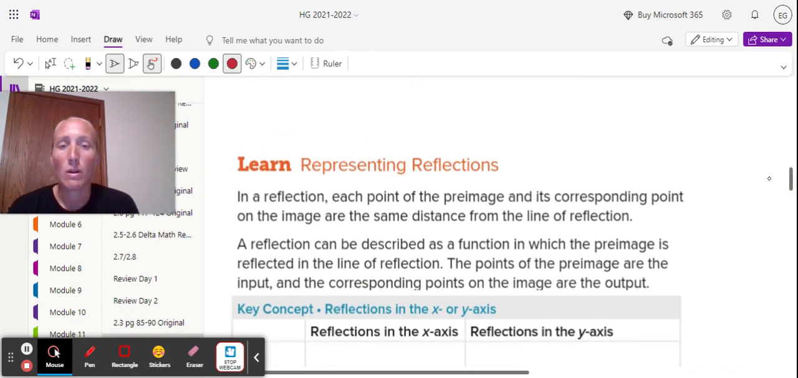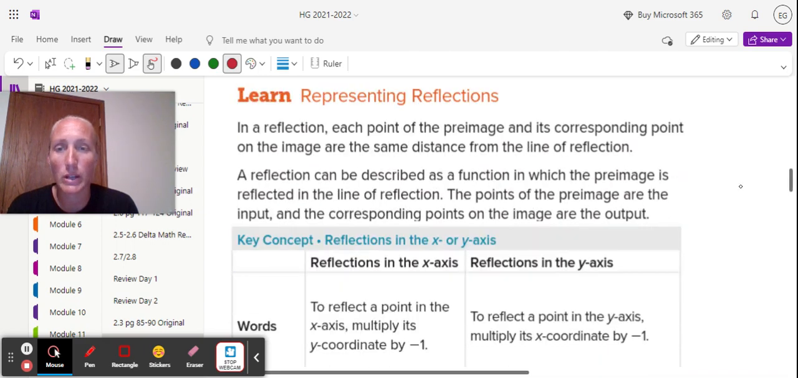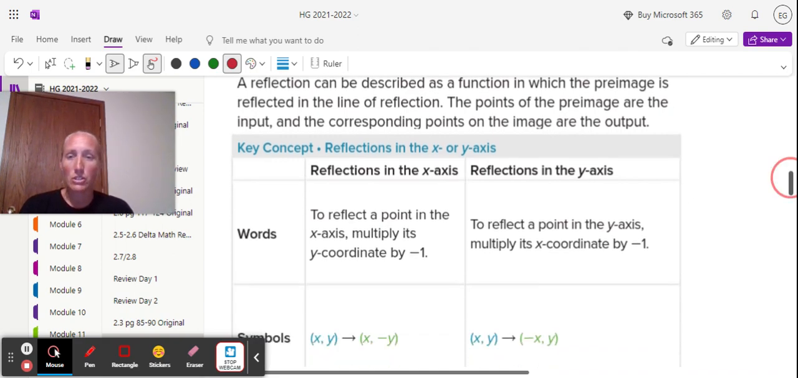Okay, so representing reflections. In a reflection, each point of the pre-image and its corresponding point on the image are the same distance from the line of reflection. So when we think reflections, a lot of times I'm just going to be asking you, where's the line? A reflection can be described as a function in which the pre-image is reflected in the line of reflection. The points of the pre-image are the input, and the corresponding points of the image are the output here. So we're going to look for that line of reflection here.